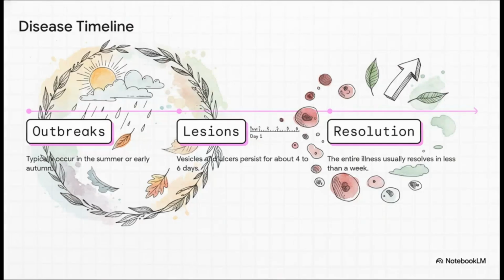The calendar can also be your friend here. Herpangina isn't something you see much in the winter. It's really a summer or early fall kind of thing. The little sores themselves only last about 4 to 6 days, and the whole illness is usually over and done with in under a week.